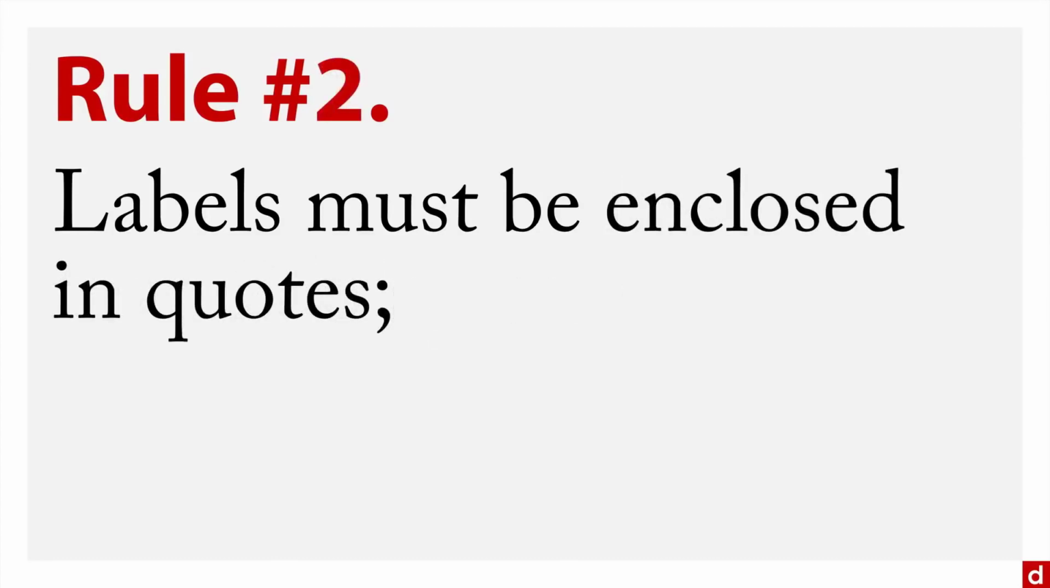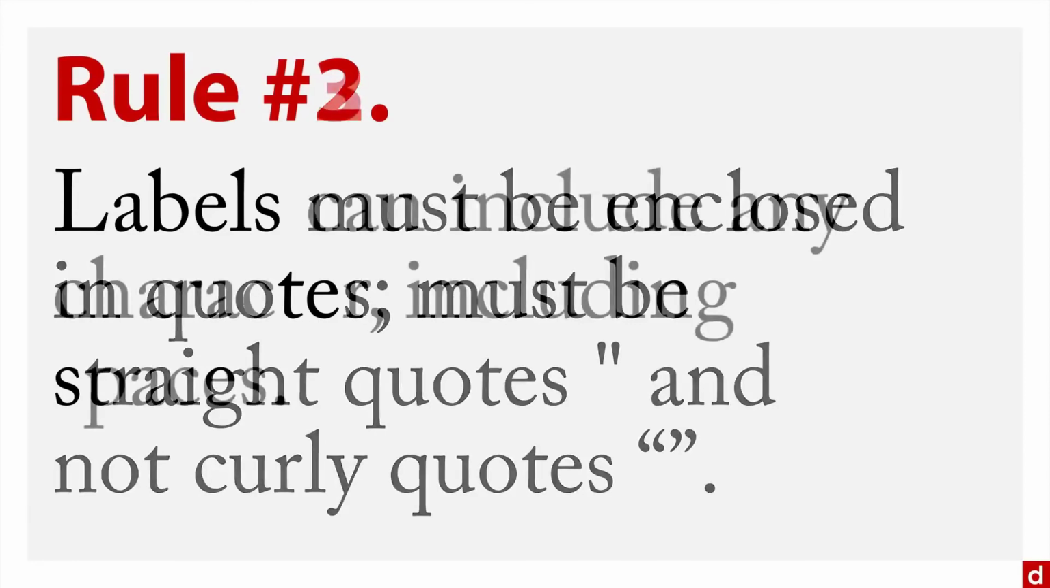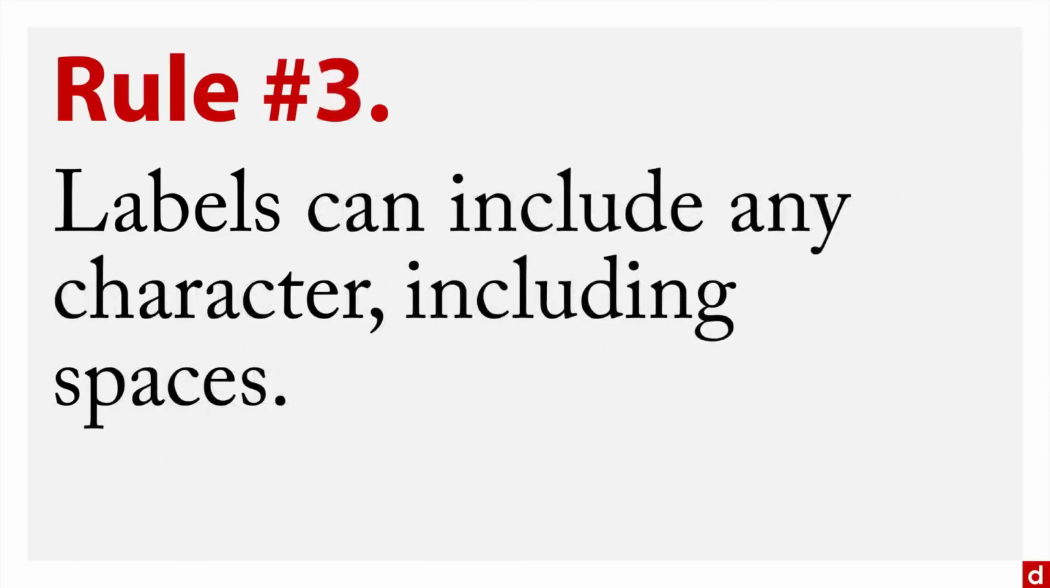Rule number two, the labels must be enclosed in quotes, although I'll tell you, they need to be straight quotes, the vertical ones, and not the curly quotes, or SPSS chokes on those. Rule number three, labels can include any character, including spaces, which is something that you can't have in the variable name, but you can put it here. So that allows you to put labels that sort of float on top of the variable names, and those can show up in the variable lists. They can show up in the charts and the output that you create.